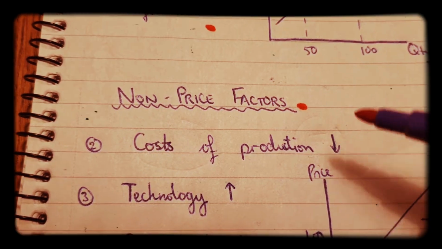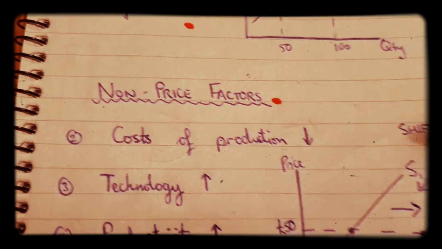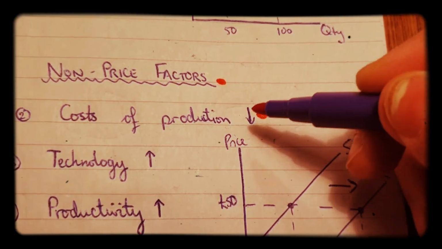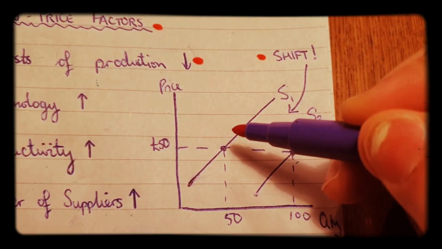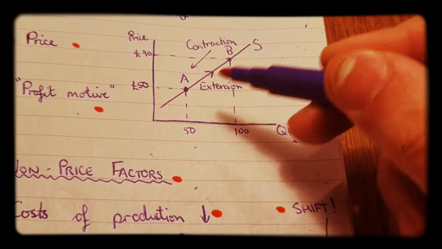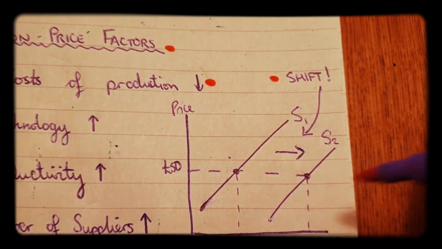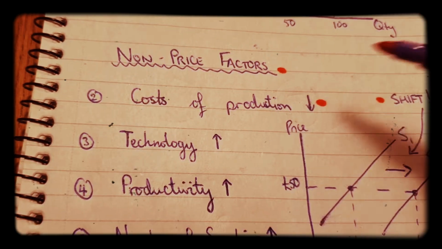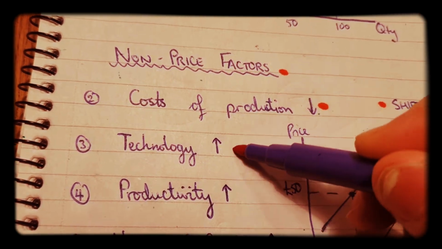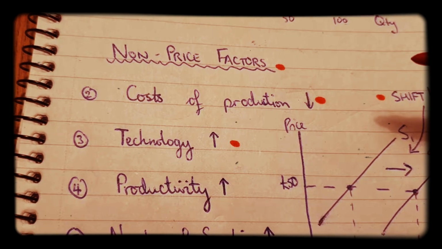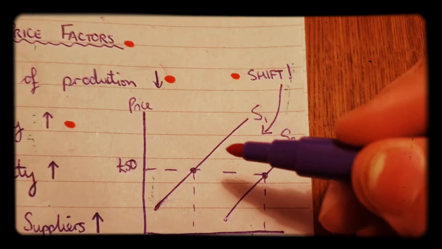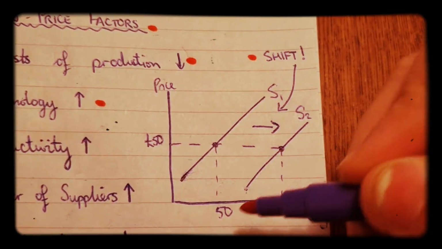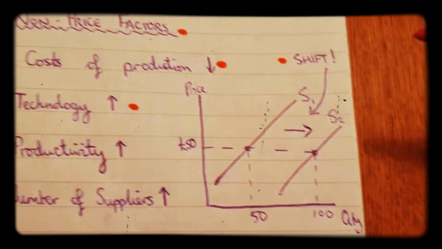Okay, firms are also affected by the cost of production. If the cost of production were to go down, this would cause a shift in supply to the right, rather than up here where we have an extension or contraction, we have a shift in supply to the right. Another one would be technology. So if the level of technology were to go up, so if there were improvements made, innovations made, supply would also shift to the right, and we'd have more units made at the same price.